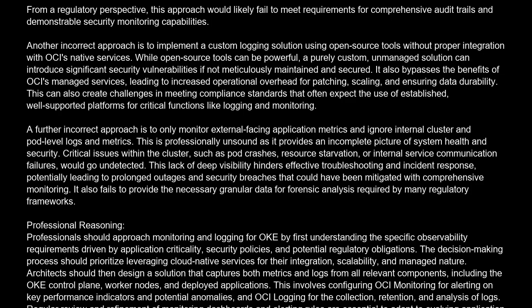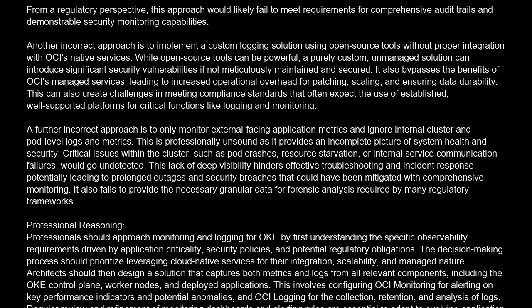From a regulatory perspective, this approach would likely fail to meet requirements for comprehensive audit trails and demonstrable security monitoring capabilities. Another incorrect approach is to implement a custom logging solution using open-source tools without proper integration with OCI's native services. While open-source tools can be powerful, a purely custom, unmanaged solution can introduce significant security vulnerabilities if not meticulously maintained and secured. It also bypasses the benefits of OCI's managed services, leading to increased operational overhead for patching, scaling, and ensuring data durability.